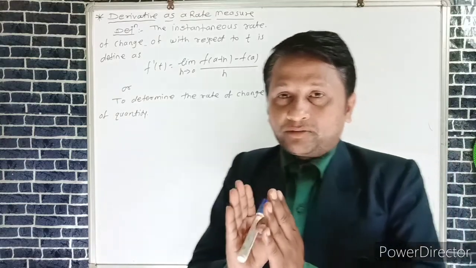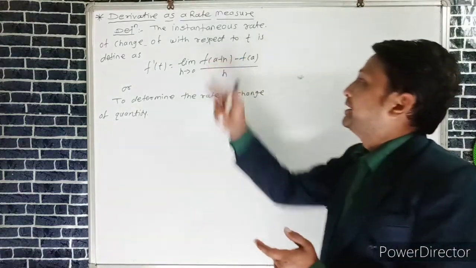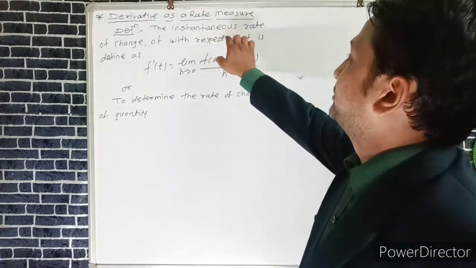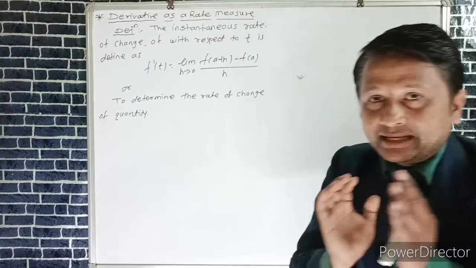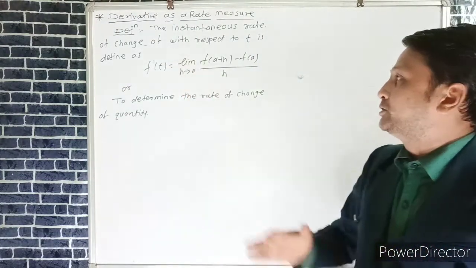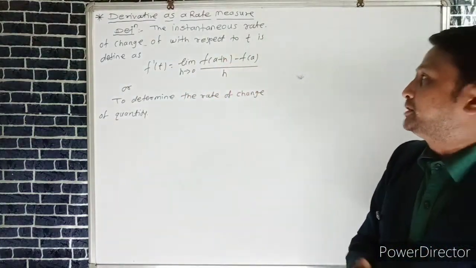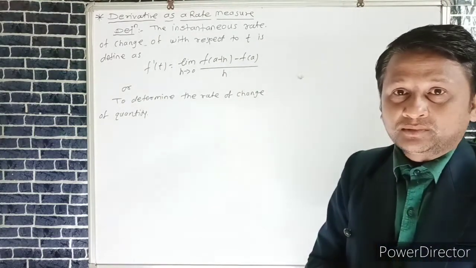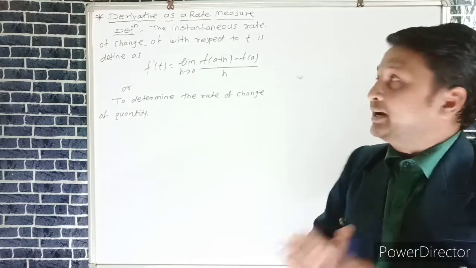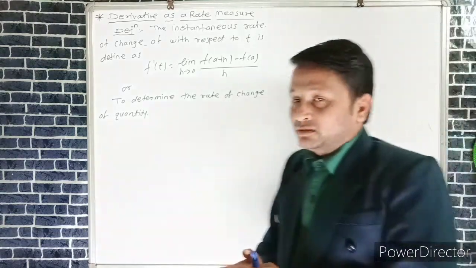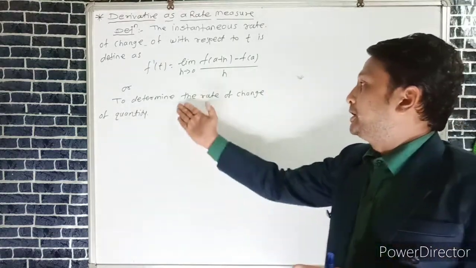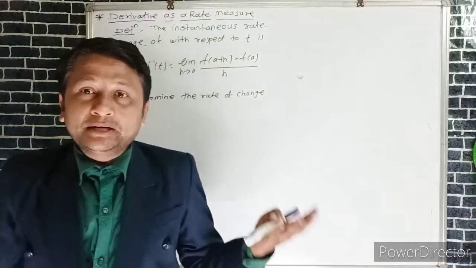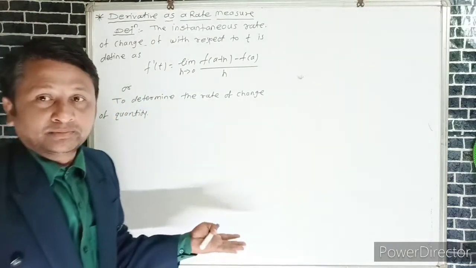Derivative as a rate measure means the instantaneous rate of change of f with respect to t is defined as f dash of t equals limit h tends to 0, f of a plus h minus f of a upon h, which is the exact definition of derivative. This is the rate of change, the rate measure. It means to determine the rate of change of a quantity.